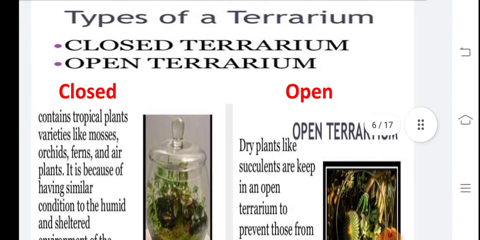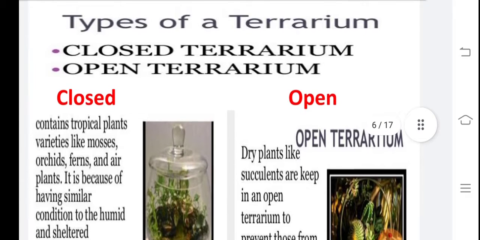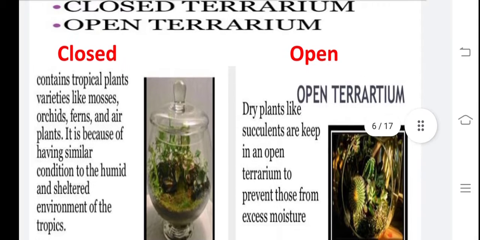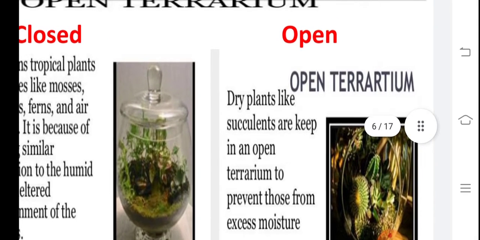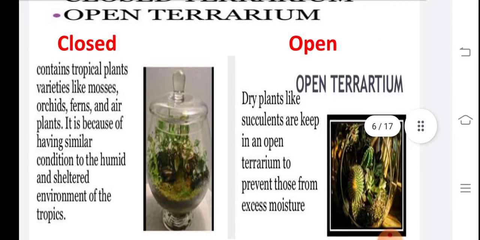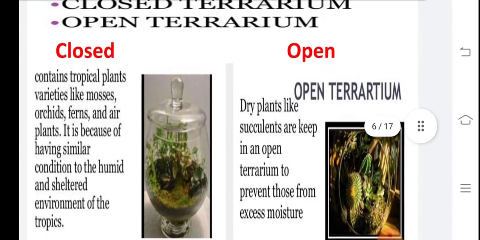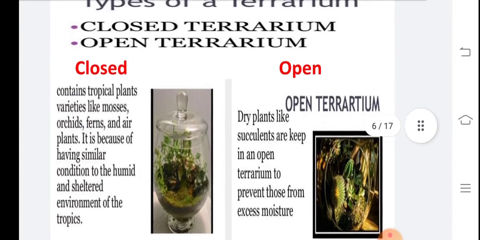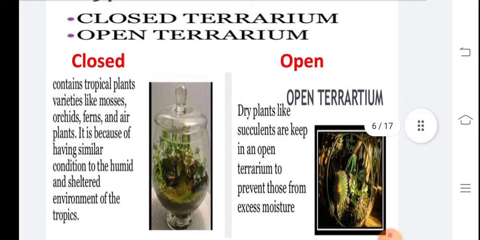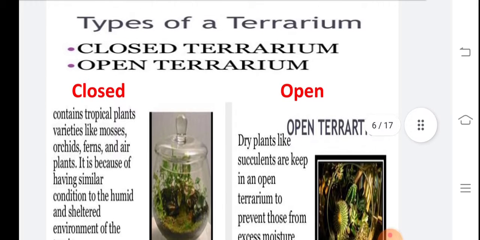Then what types of terrarium are there? There are two main types, closed and open. In the closed type, here you are observing it contains different plants like ferns and orchids, because they have similar humidity conditions, and as per the region we may use these plants. In the open type we may use dry plants like succulents, and therefore they keep very nicely, right? So remember these two types.